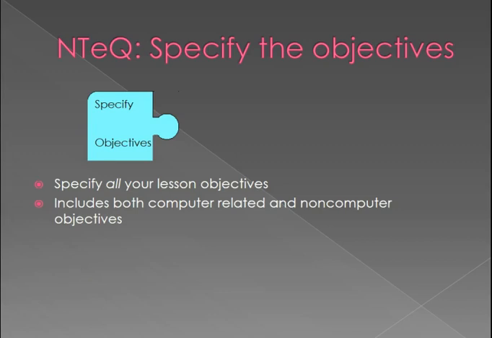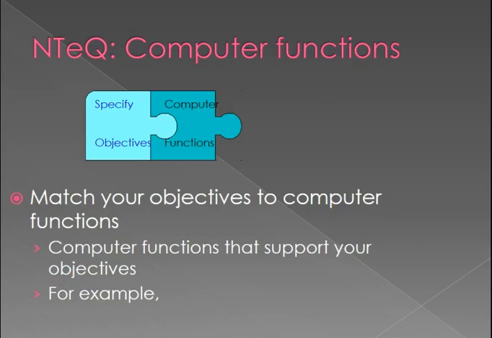So the first step we know is to specify the objectives. Specify all your lesson objectives, not just the ones using the computer, but everything you are trying to accomplish. It includes both the computer-related and the non-computer related objectives. So our second step is the NteQ. In the NteQ model are the computer functions. Match your objectives to your computer functions. Computer functions should support your objectives.